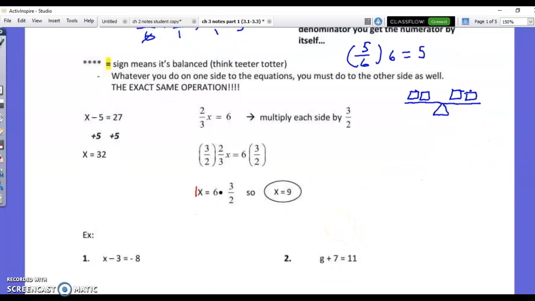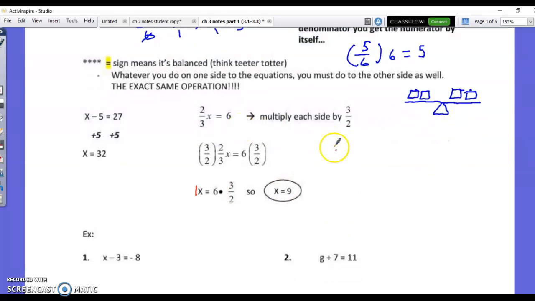There is another way to do this one. Here's the other way that I will show you, because sometimes it's confusing to remember to multiply by the reciprocal. However, we talked earlier, if we multiply by the denominator, we get the numerator by itself. So I'm going to go back to a different example. Let's say I have 2x equals 8. So 2 times an unknown number equals 8.